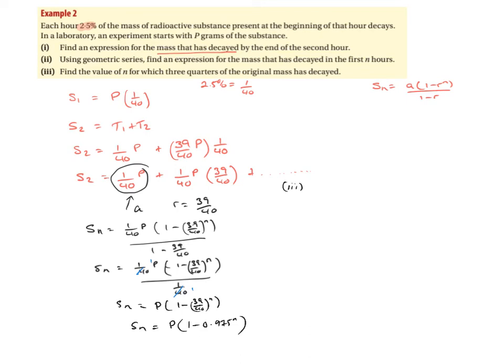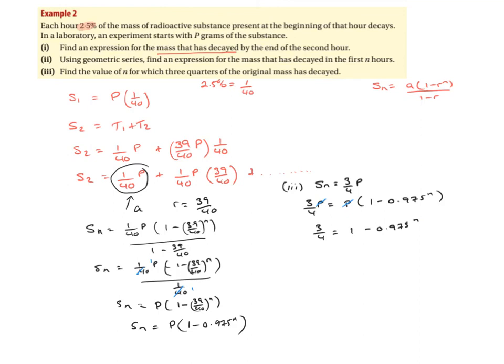I'll do it over here for you guys. It says find the value of n for which 3/4 of the original mass has decayed. So what we're saying here is that Sn is equal to 3/4 of P, and we are just going to substitute that in for Sn and then solve. So we've got 3/4 of P is equal to P times 1 minus, I'm just going to keep it in decimal, easier for this particular one, 0.975 to the power of n. You can see straight away that the P's will cancel, and we now have 3/4 is equal to 1 minus 0.975 to the power of n.